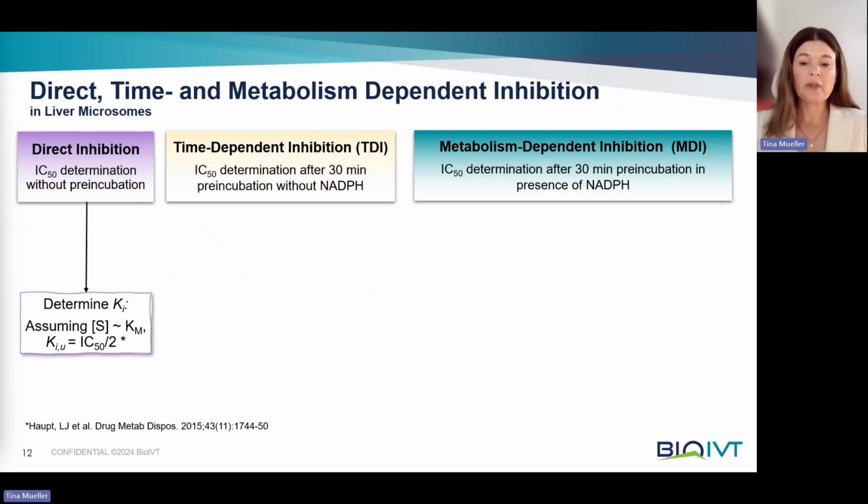Now, typically, if the substrate concentration in the assay is close to the Km of the CYP enzyme, the IC50 can be divided by 2 to calculate the Ki. Now, this method was indeed developed by my colleagues here at Sinotech, now part of BioIVT, with Lois Haupt as the first author of the publication, which was cited in the FDA guidelines.